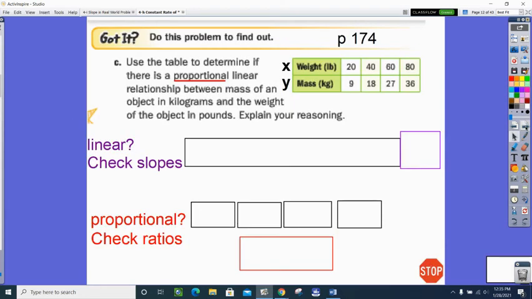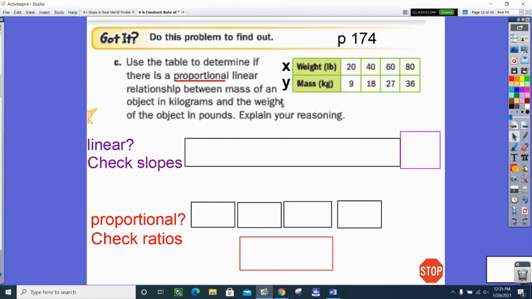Okay, so we're going to go to a table here. It's our last slide. And we're going to ask our question: is it linear and is it proportional? So the first thing we're going to do is check your slopes and see if all the slopes remain the same from point 1 and 2, 2 and 3, and 3 and 4.